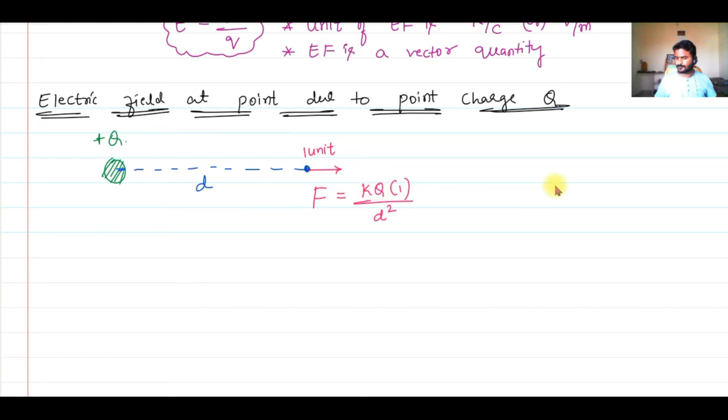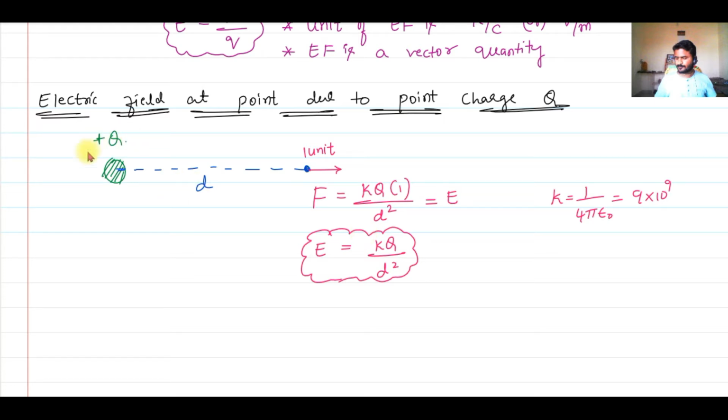And what is this K? K is nothing but 1 divided by 4 pi epsilon naught. And what is its value? 9 into 10 power 9. We saw this in the previous video. So this will turn out to be kQ divided by d square, and that itself is nothing but the electric field. Whatever force that 1 unit charge experiences at this point is the electric field. I'll just write it as E. So the electric field at a point due to a charge capital Q at a distance d is given by kQ by d square. Now, this k is 1 divided by 4 pi epsilon naught, and that is for an air medium.